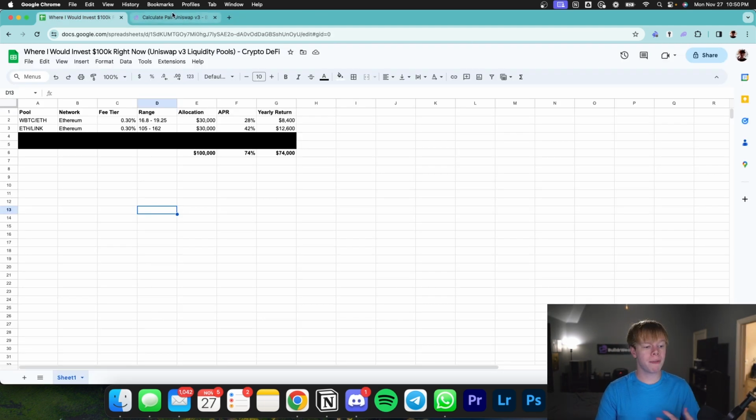Going a little bit further, we have Ethereum to Link, this one also on the Ethereum network and also on the 0.3% fee tier, but this is doing a lot better than 28%. It's doing a 42% annual return.